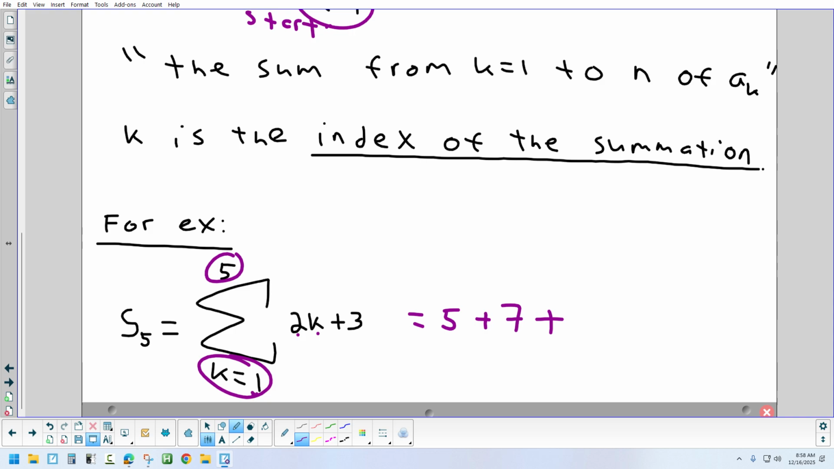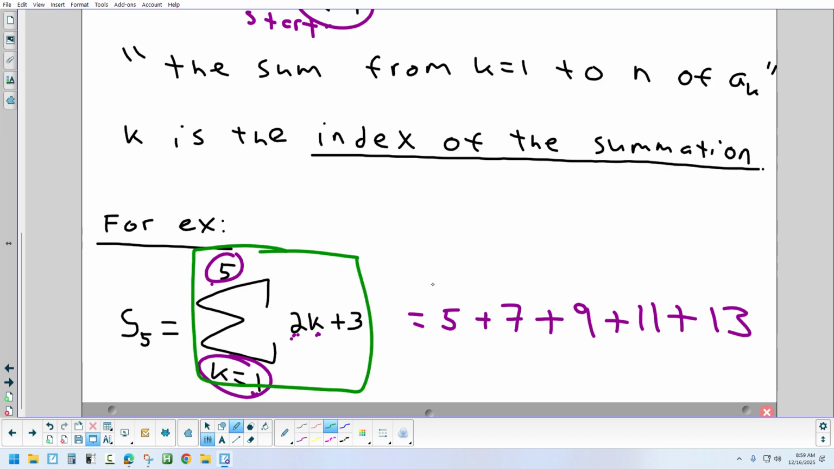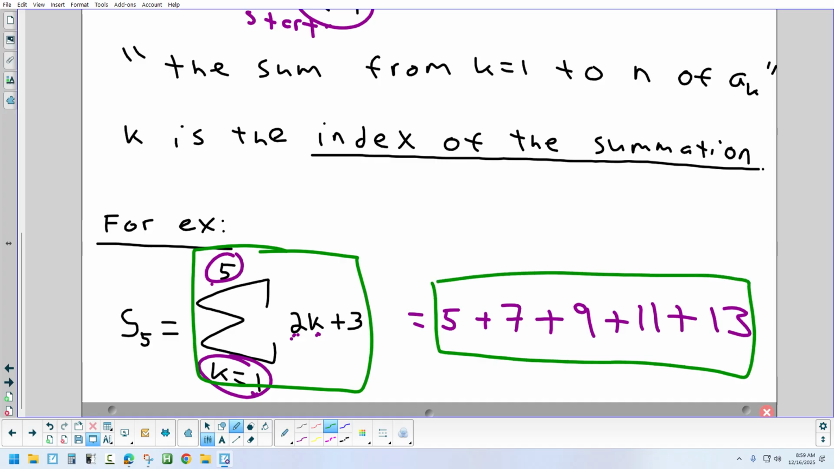Okay, now we bump it up another one. So we were at 2, now we go to 3. 2 times 3? Plus 3? 9. Okay, we're watching that top number, because once we hit that, that's where we stop. Okay, we were at 3, we're going to bump it up to 4. What's 2 times 4? And then 8 plus 3? 11. And now we're going to go up to 5, and that's the last one. That's where we stop. What's 2 times 5? And 10 plus 3? 13. So this means exactly the same thing as that.